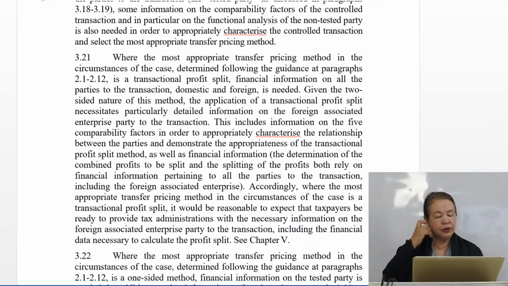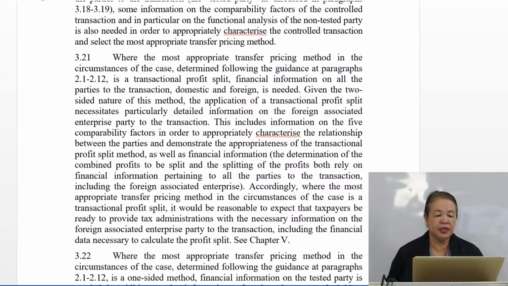So, where the appropriate transfer pricing method in the circumstances of the case, determined following the guidance at paragraphs 2.1-2.12, is a transactional profit split, then financial information on all the parties is needed. We have discussed already the profit split. So, financial information on all the parties to the transaction, domestic and foreign, is needed. No? So, why is it needed? Because you compare them. No? So, you cannot compare without that information.